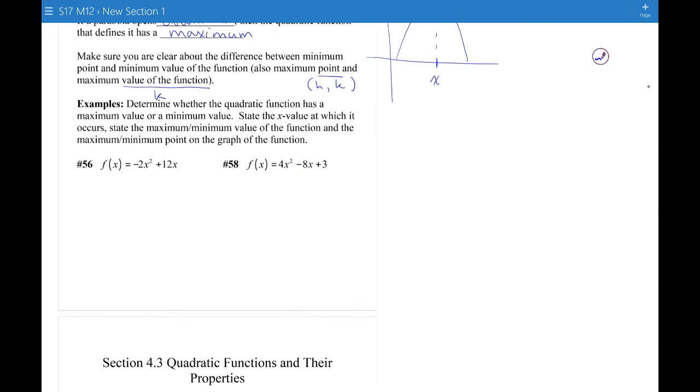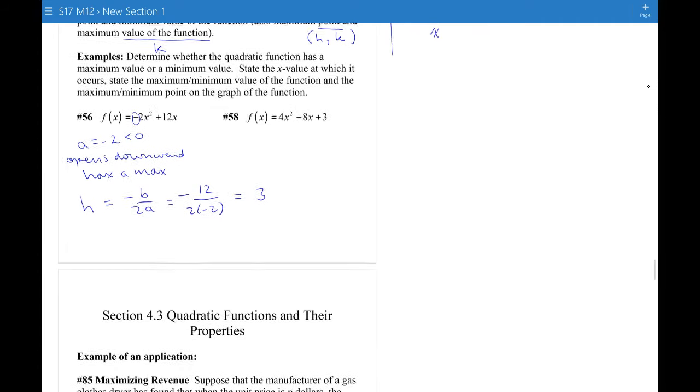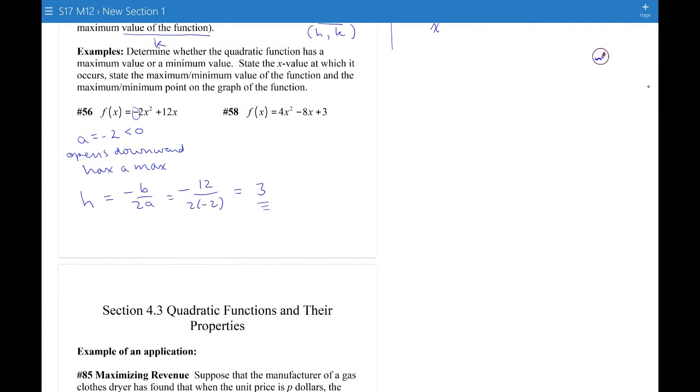So decide whether this function has a max or a min. This has a is -2, which is less than 0. So it opens downward, and that means it has a max. And the h value is -b over 2a. So -b is 12 over 2 times a is -2. So it looks like we get +3. So the x value at which it occurs is 3.